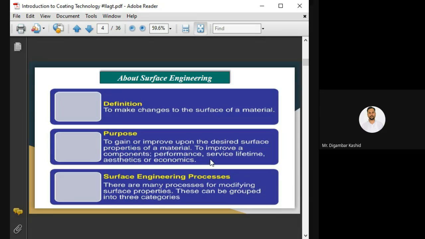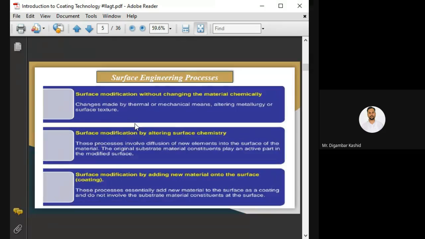For modifying the surface properties, we have processes, and a few of them we are going to learn in this chapter also. And these surface engineering processes can be grouped into three categories. Now, which are those three categories? I will show you. Now you can see the three categories of the surface engineering processes.